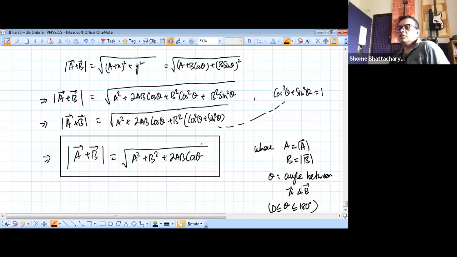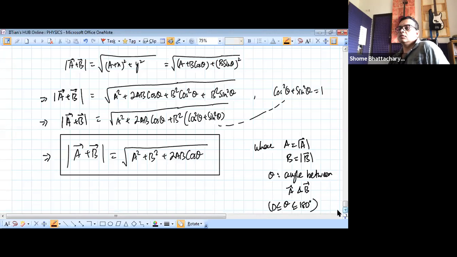So naturally you can see here that if, for example, theta is 0, then cos 0 is 1. So this becomes root of a square plus b square plus 2ab, which just becomes a plus b. If theta is 90 degrees, then cos 90 you know is 0. So it just becomes root of a square plus b square, which we've already seen. But now we can calculate for any general value also.